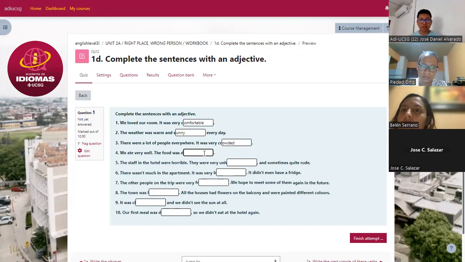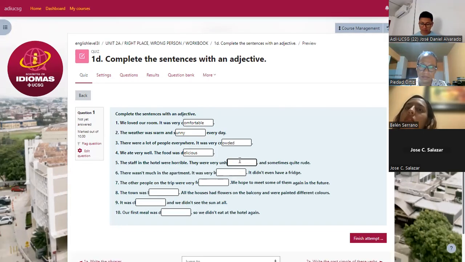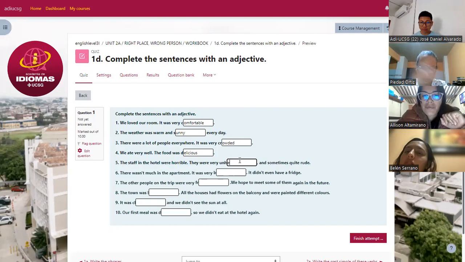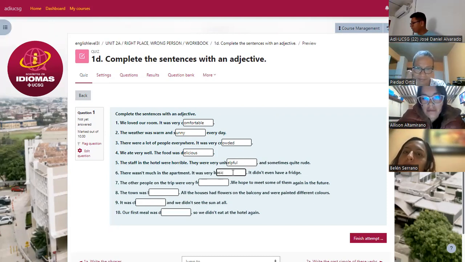The food was delicious. Very good. The staff in the hotel were horrible. They were very unhelpful. Yeah, recuerden que unhelpful es alguien que no ayuda. And sometimes quite rude. Number 6, there wasn't much in the apartment. It was very basic. Básico es que casi no hay nada. Because it didn't even have a fridge.